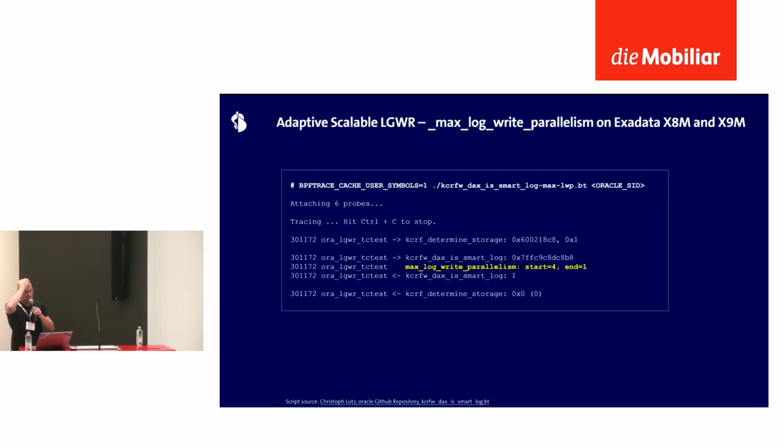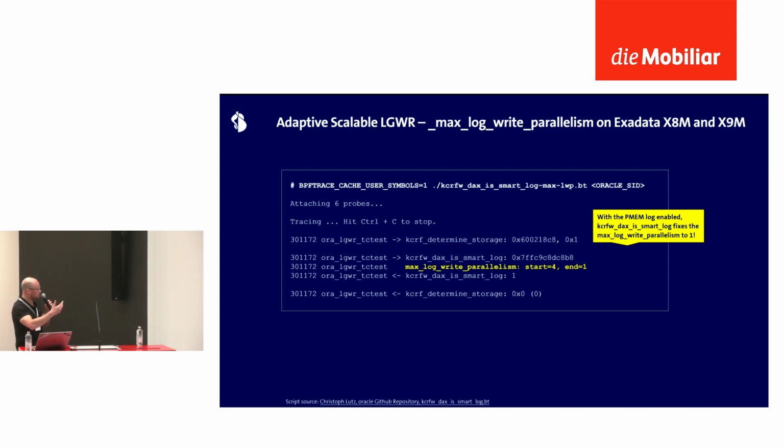Here is a low-level trace of what happens when you do an instance startup, just to illustrate the point. Oracle on startup uses a certain default for the log parallelism, in my case 4, and then it calls a function to check what storage is allocated on the system and on Exadata. If it detects it's an X8M or an X9M, it just overrides that default and sets it to a fixed value of 1. And this then messes up all the computations. That makes life quite difficult.